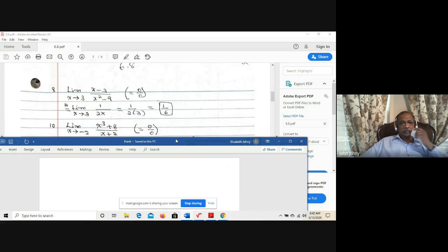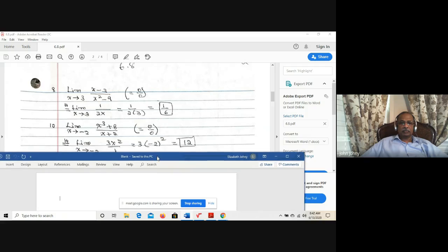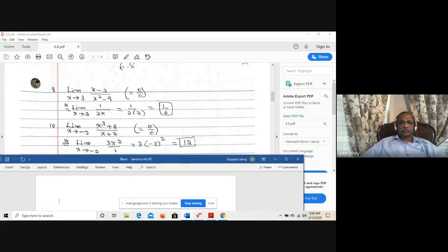Number 10. Limit x approaches negative 2, x cubed plus 8 divided by x plus 2. Substitute x equal to negative 2. Negative 2 the whole cubed is negative 8 plus 8, that is 0. Denominator negative 2 plus 2, that is 0. So you may apply the L'Hopital's rule. Differentiate the numerator, you get 3x squared. Differentiate the denominator, you get 1. So substitute x equal to negative 2. You get 3 times negative 2 the whole squared, which is 4 3s are 12.